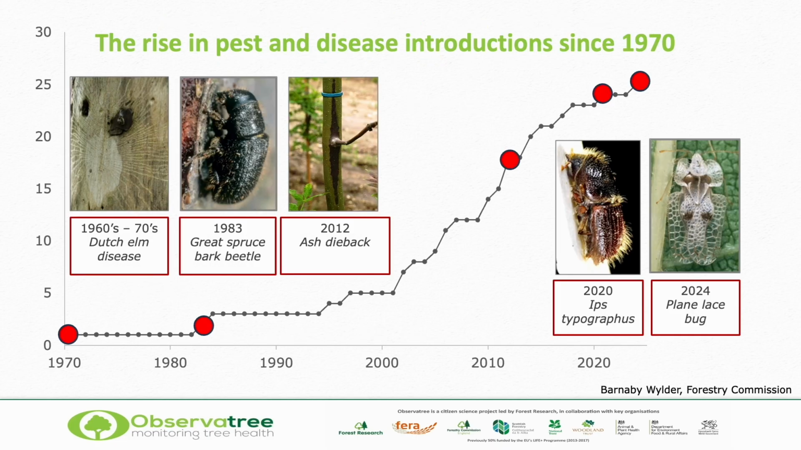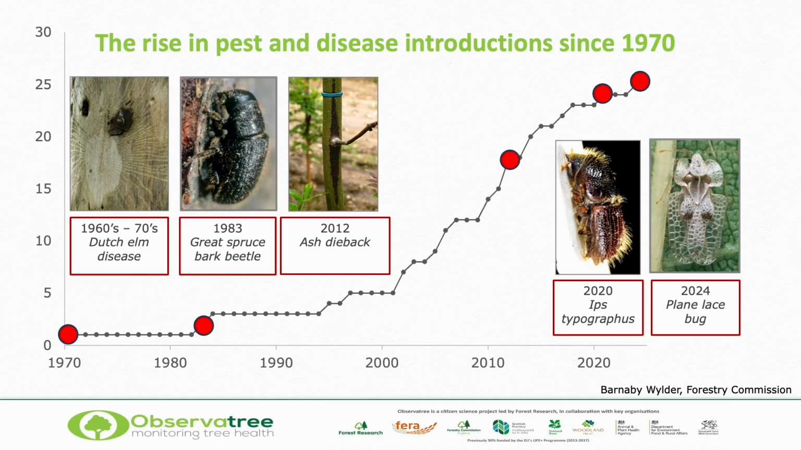So this is our graph, which shows what we're dealing with here. Pests and diseases are nothing new. We've got lots that are native to the UK, but we've started to see an increase in the rate of new ones coming in and causing problems. We can go back as far as the 60s and 70s with the waves of Dutch elm disease. Then things start to pick up.